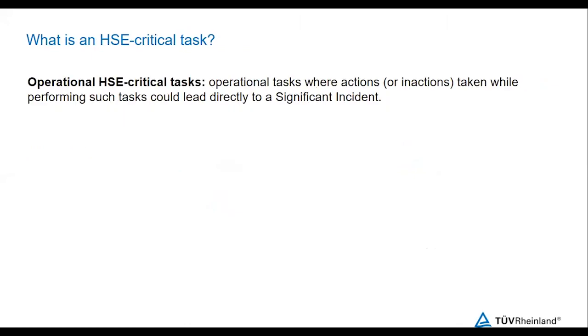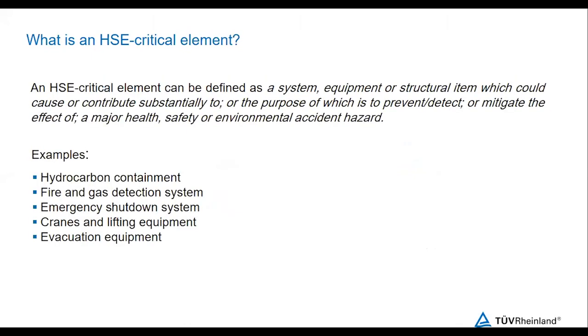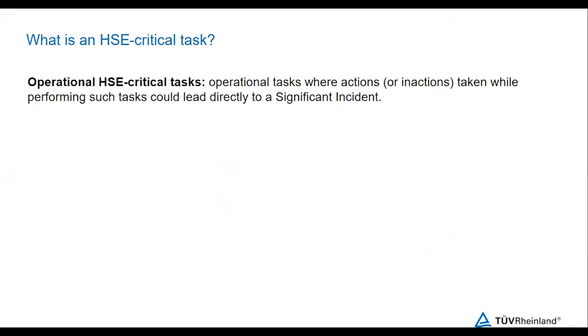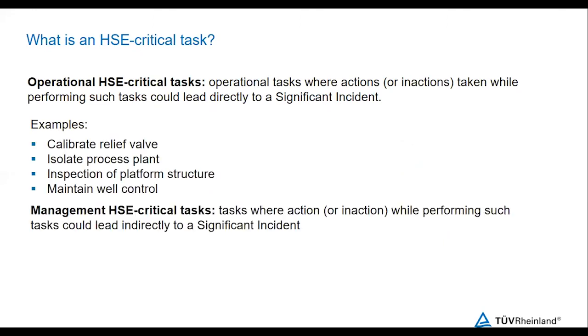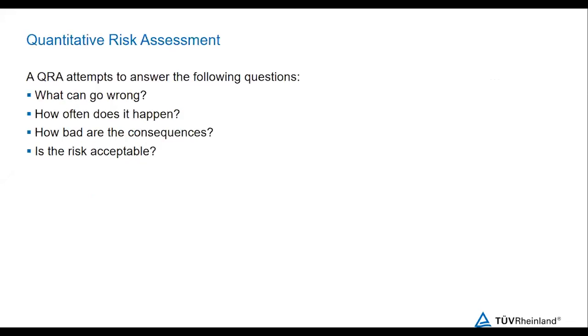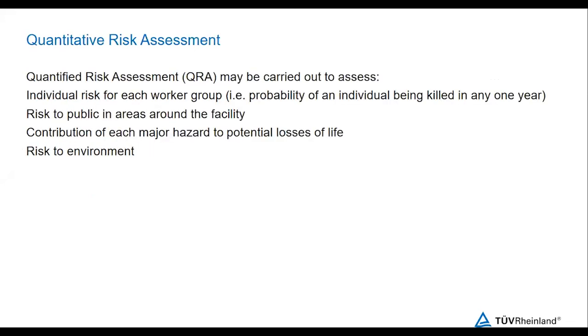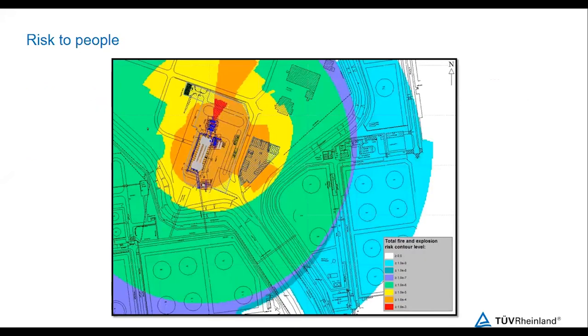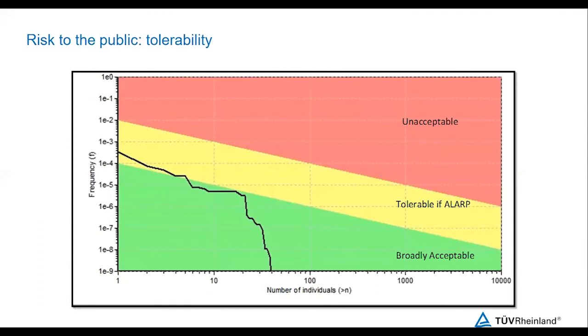The safety critical elements can be hydrocarbon containment, fire and gas detection system, and so on. And the HSE or safety critical tasks can be management related or system related. How to calibrate a valve, is the valve calibrated periodically, and whether we have a procedure to calibrate or not. And of course, we also use the quantitative risk assessment to have the contours of our risks and to generate the FN curve to know our risk to the public.